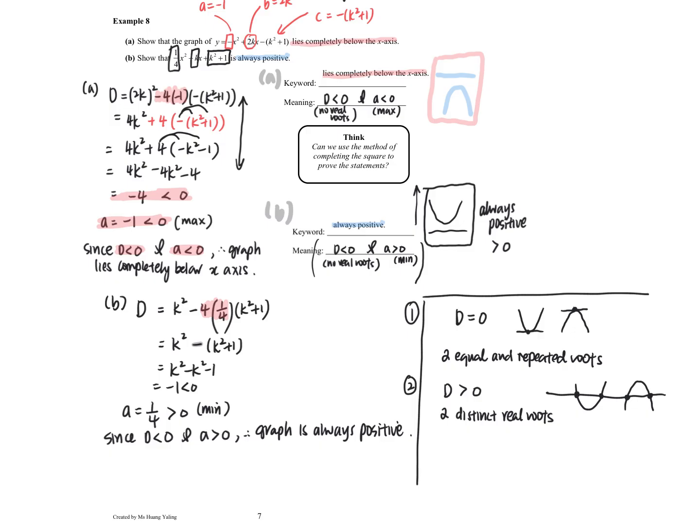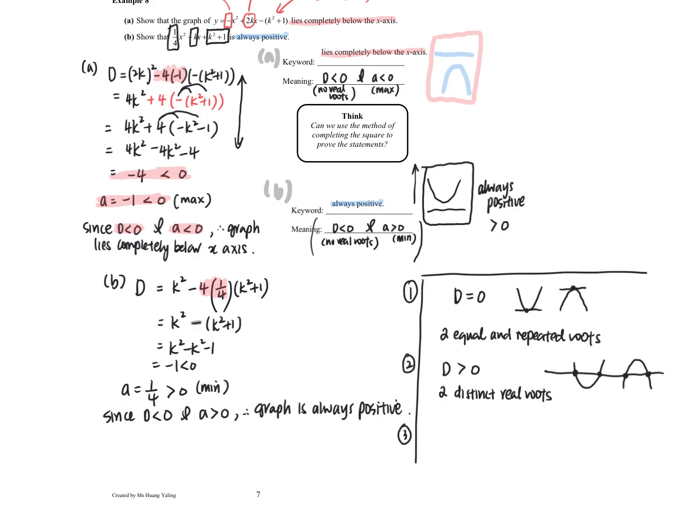Case number 2. Case number 3 is a bit special. It's when discriminant is less than 0. Okay, remember yesterday our quadratic formula?